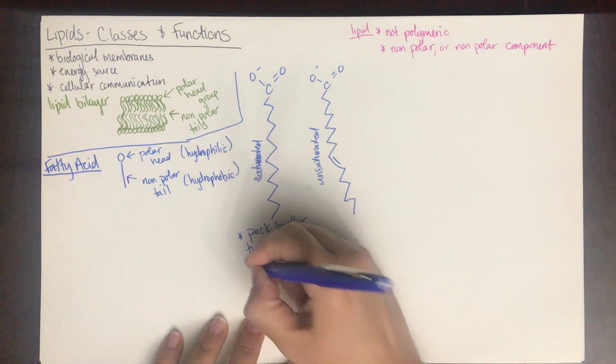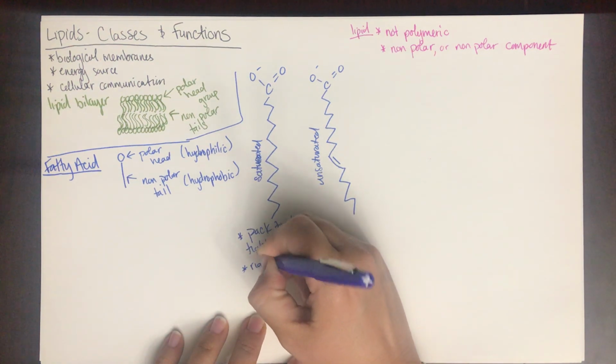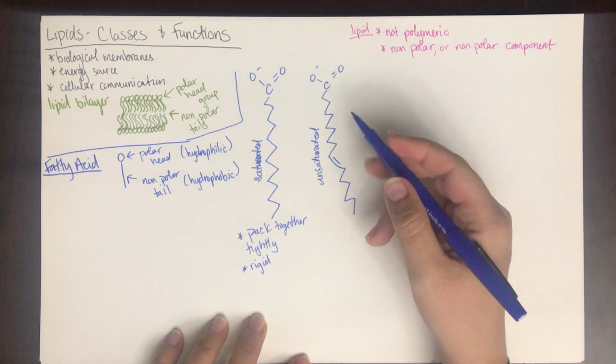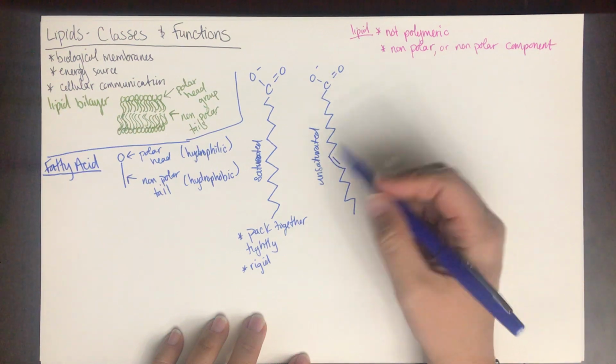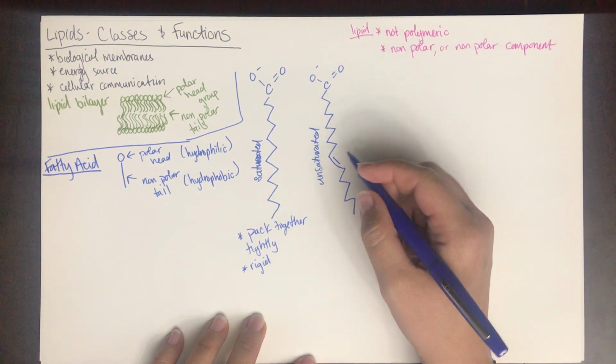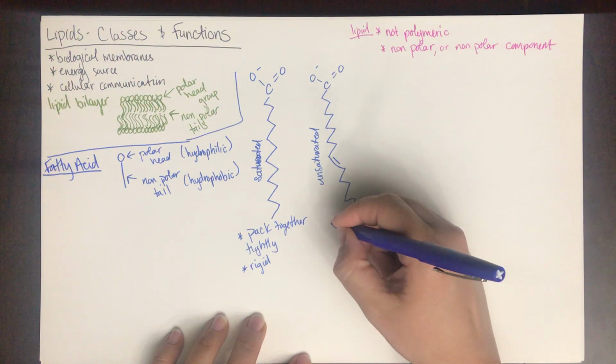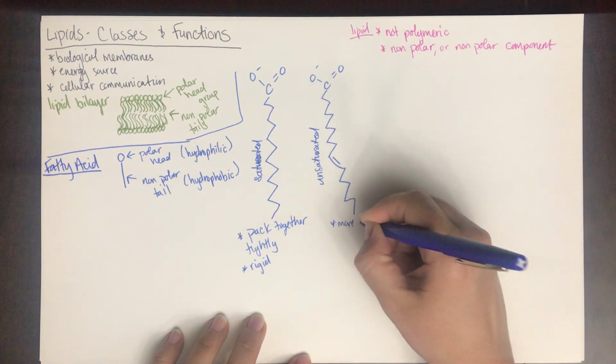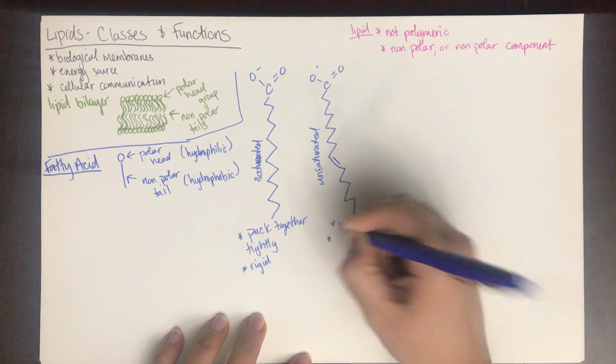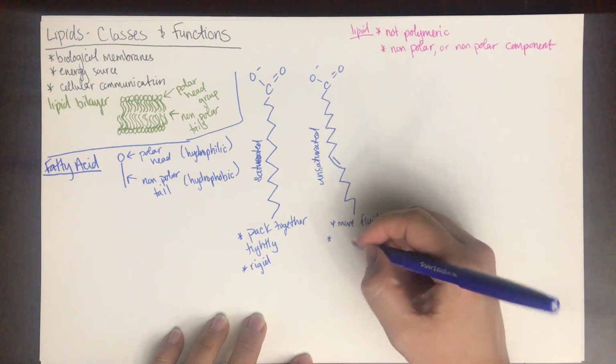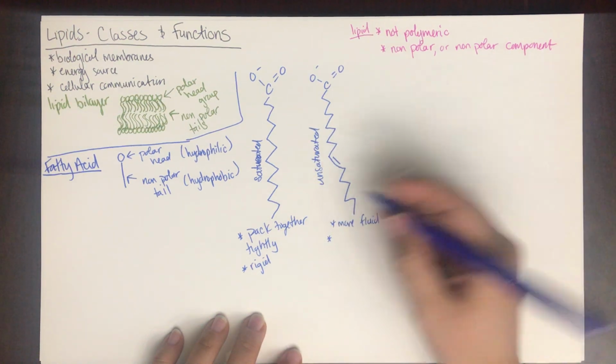This would make it more rigid. If you have a membrane and it has unsaturated fatty acids, they're going to be more fluid, and they're going to pack less tightly together.